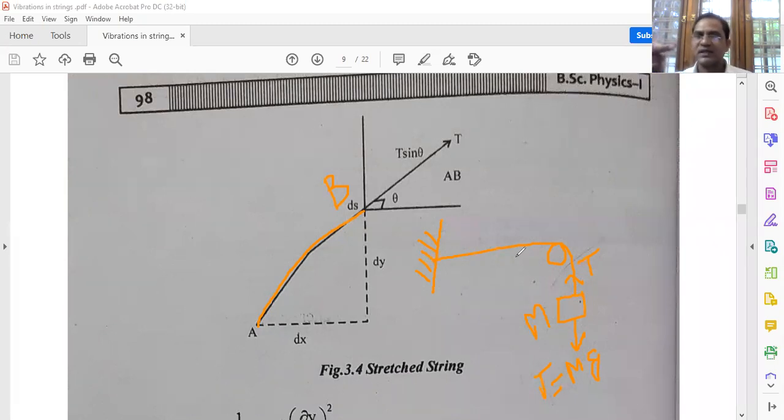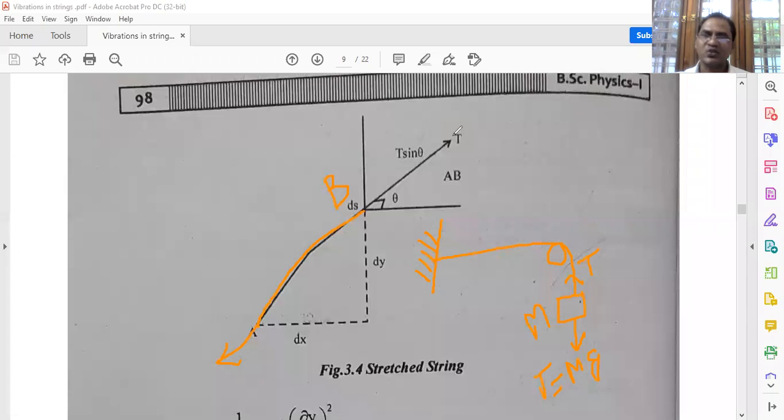Since we are considering a small length element, the tension at the two ends will be the same. At the first end A, the tension is T. At the second end, the tension is also T, both in opposite directions, and they are equal. When you take a large length of the string, then the T value varies, T changes. But we are taking a very small segment in the total length L of the string, a small length element.